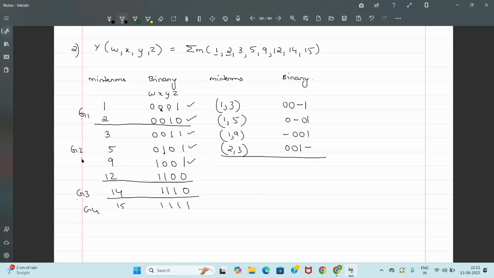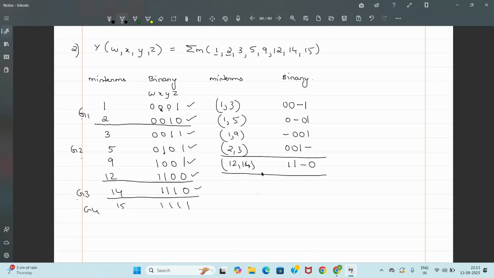Next, you're going to compare G2 and G3. Okay. So first is 3 with 14. It's not possible. You have 3 bit changes happening, so you cannot group them. Next, 5 with 14, not possible again. 9 with 14, no. 12 with 14 can be done. Okay, 1 1 dash 0. So both have been used now.